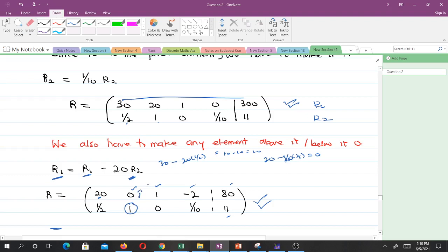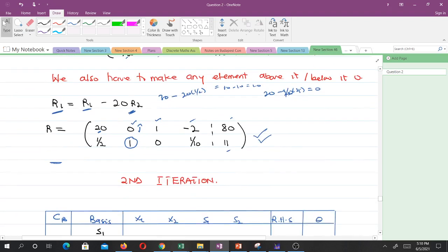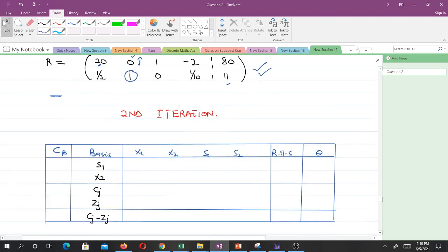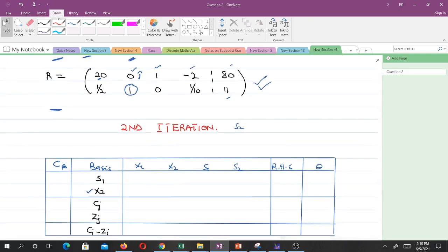So that means we can now draw our table for the second iteration. Okay. And right, we find, so this is our second iteration. So remember that we said that we're taking S2 off and replacing it with what? X2. Okay. So now we can fill this table with what we had here.